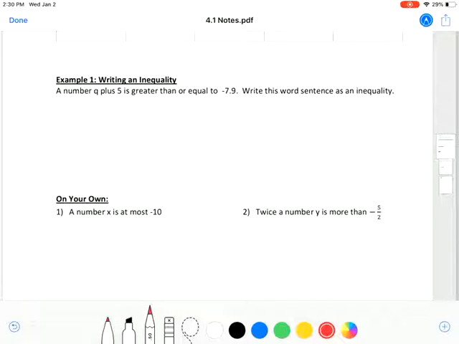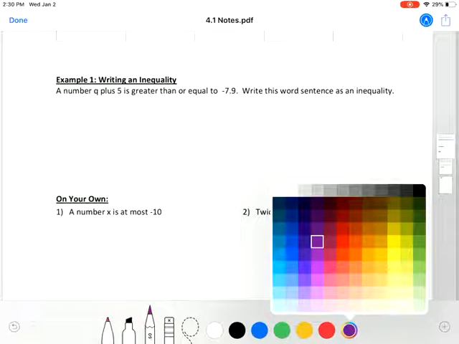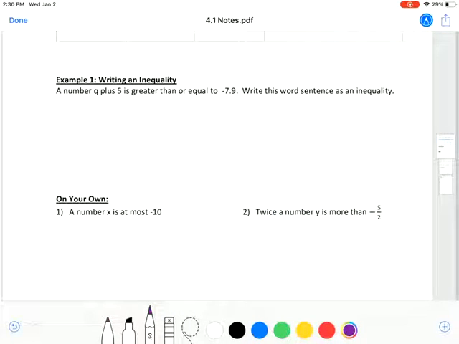So now that we know what our inequality signs are, we can write out our own inequalities. This is asking us to write an inequality for this sentence. It says a number Q plus 5 is greater than or equal to negative 7.9. If you remember, whenever we see "a number Q," that's asking for a variable, and it's telling us that our variable is Q.